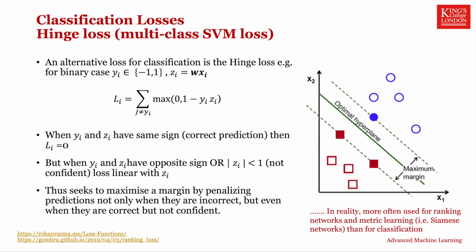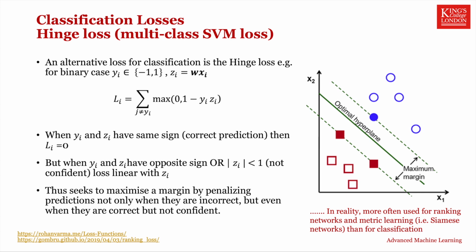An alternative loss for classification is the hinge loss, which is related to the max margin loss of support vector machines. For the binary case, this is given by the following, such that when yi and zi have the same sign, which will indicate the correct prediction, and zi is greater than or equal to 1, then li will equal 0, as in that case 1 minus yi times zi will be less than 0.